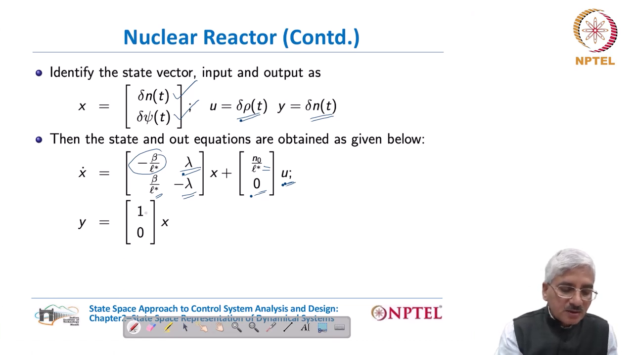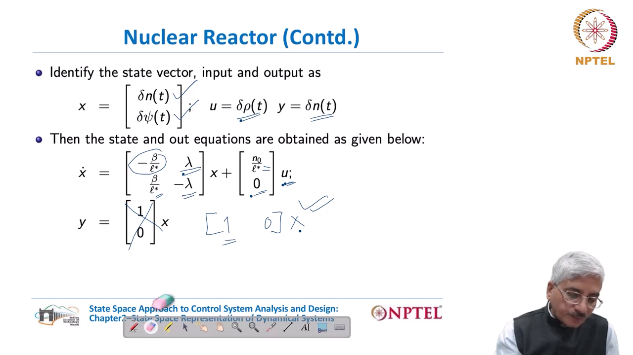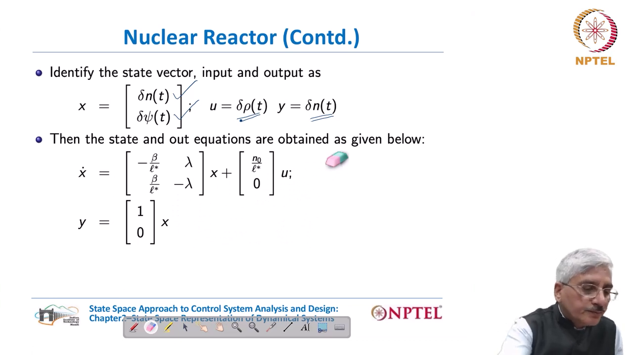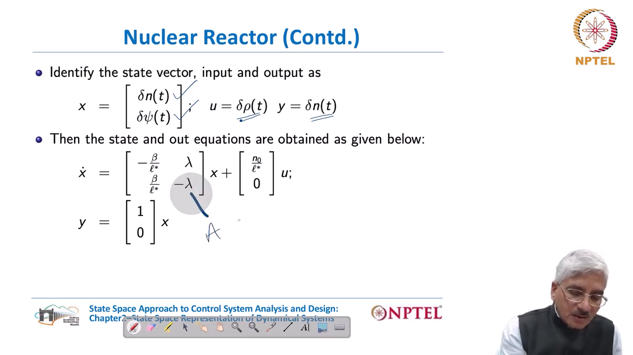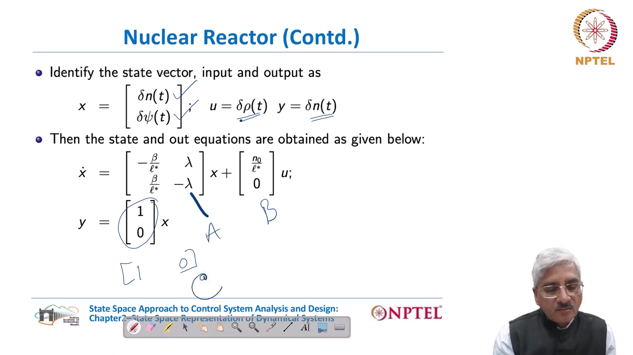The output is neutron density, which is the first state. I'm sorry, this is to be written as y equal to the row vector 1 0 times x. So the output is neutron density, 1 into x1, 0 into x2. So this is the output matrix. So we get for the nuclear reactor these A, B and C matrices. This is the A matrix, this is the B matrix, and this one, as I told, is 1 0, a row vector, the C matrix. We get this model of the nuclear reactor.